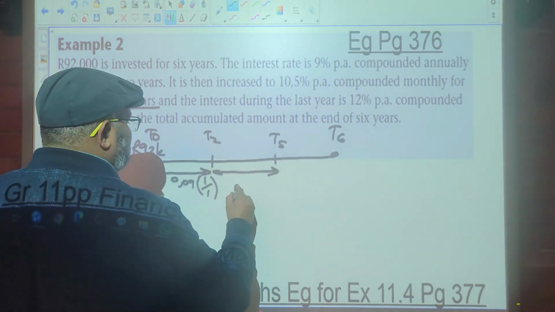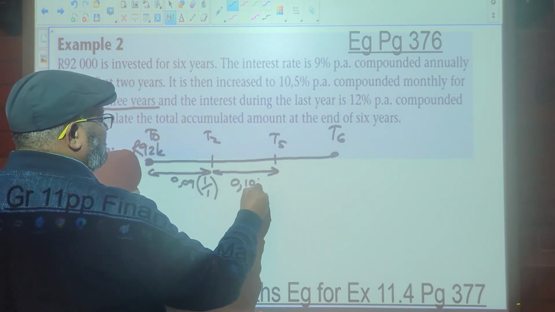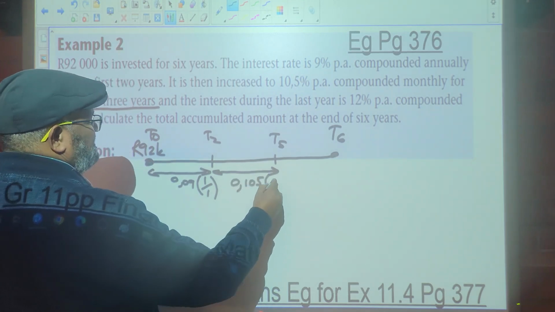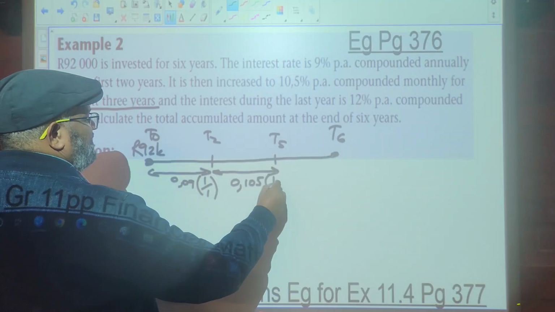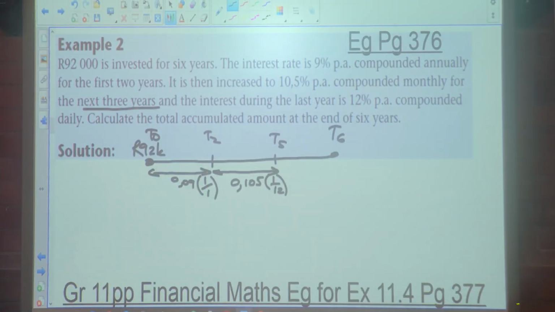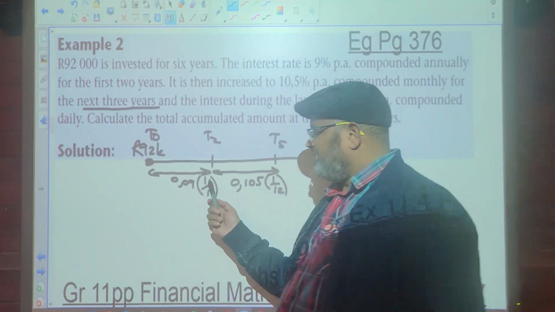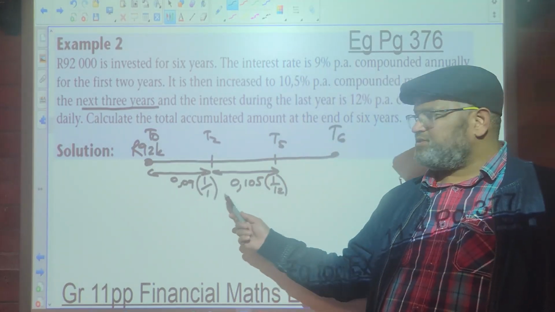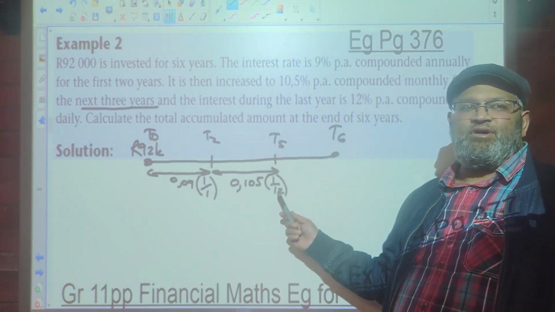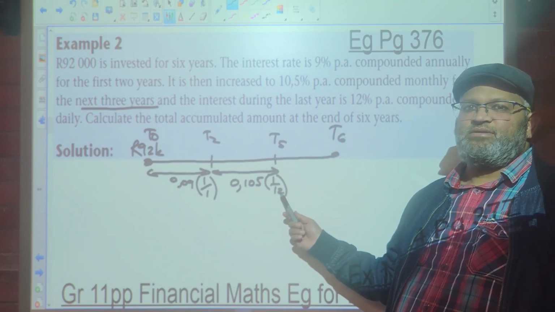10% per annum, so 0,105 compounded monthly. So it's 1 over 12. Annually means it is compounded once per year. This one is compounded 12 times per year. You understand?